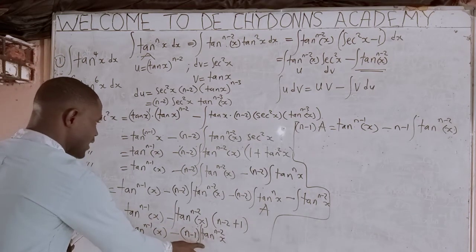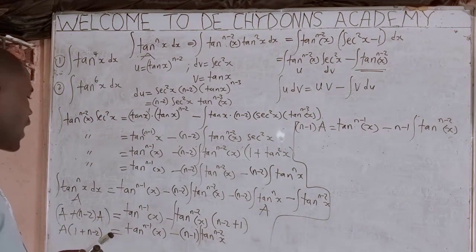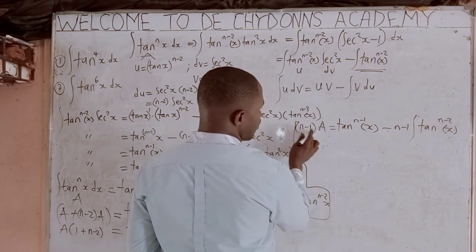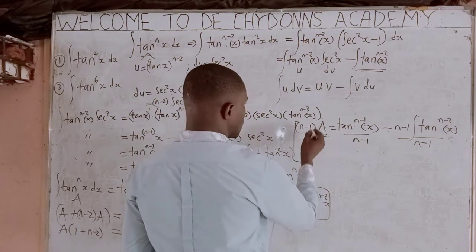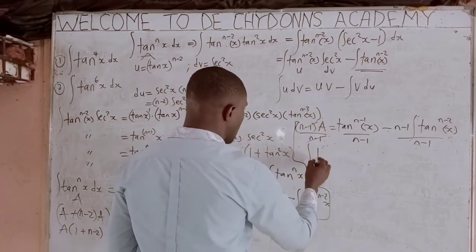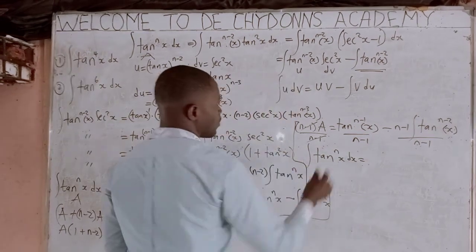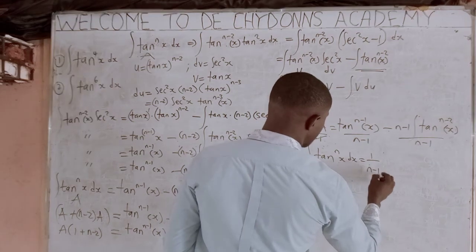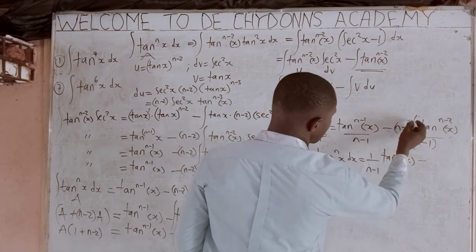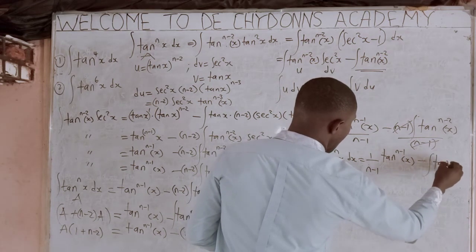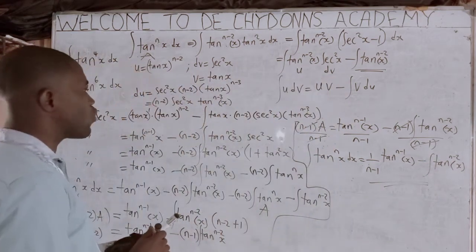Remember, I put this integration sign here because this will have integration sign in common. Okay? So what will happen now is I will divide both sides by n minus 1. This will cancel this. What is our a? Our a is the integration of tan raised to power n x dx equals to, this will be 1 over (n-1) tan^(n-1) x minus, these two are the same, this cancels this, the integration of tan^(n-2) x.